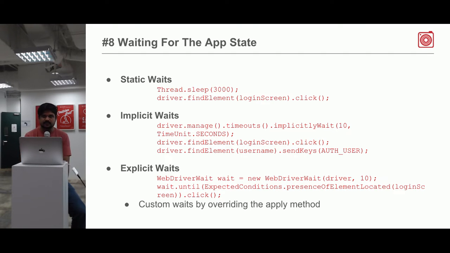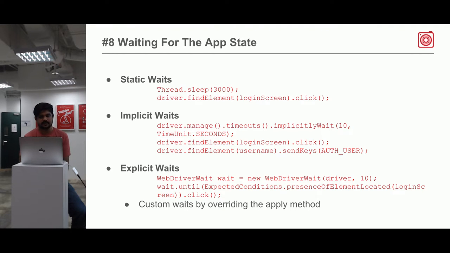There are cases where a new page takes more than 10 seconds to load. So you need to write an explicit wait for that. Explicit wait is more dynamic to use. Basically, you can say there is a WebDriverWait, and you can wait until an expected condition is met. There are a lot of conditions like presence of element located, is element visible, is element clickable, or something like that.